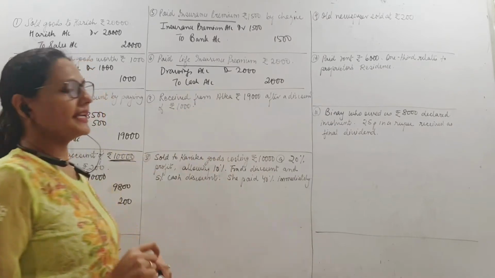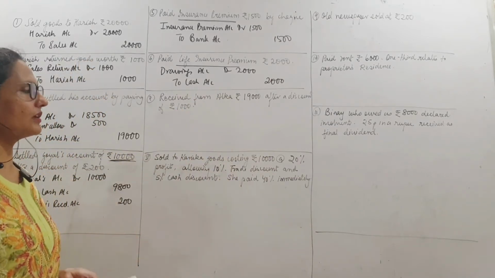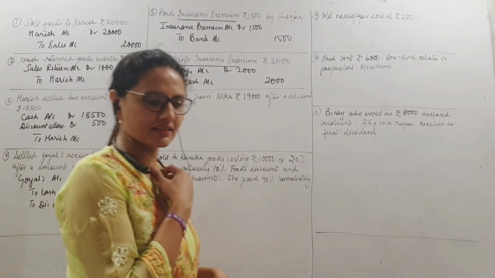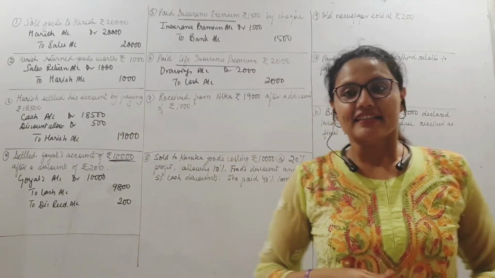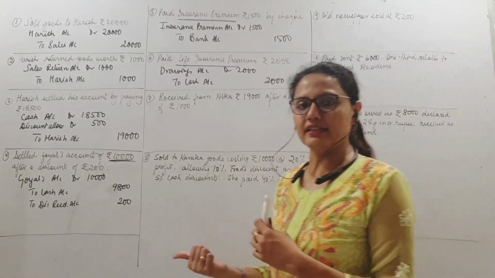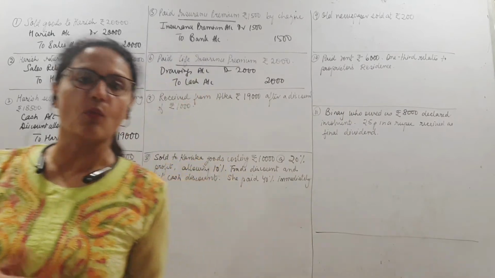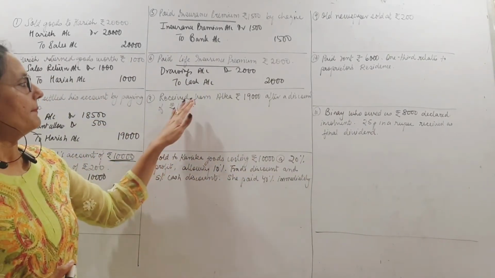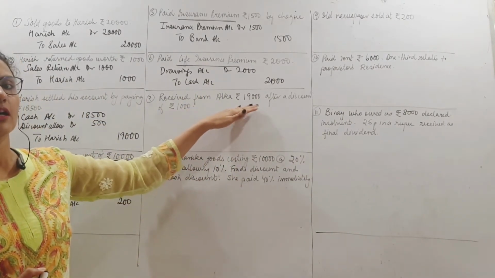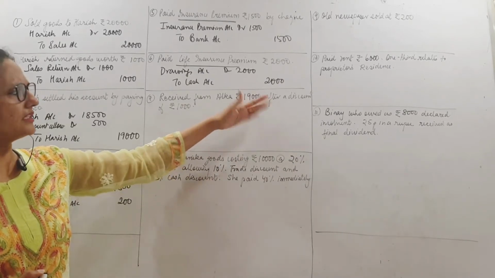Received from Alka 19,000 after a discount of 1,000. Here's the discount after and all. Now here, do we add this amount? 20,000, 19,000, 18,000, what? Received from Alka. How much did I receive? That is very much clear.